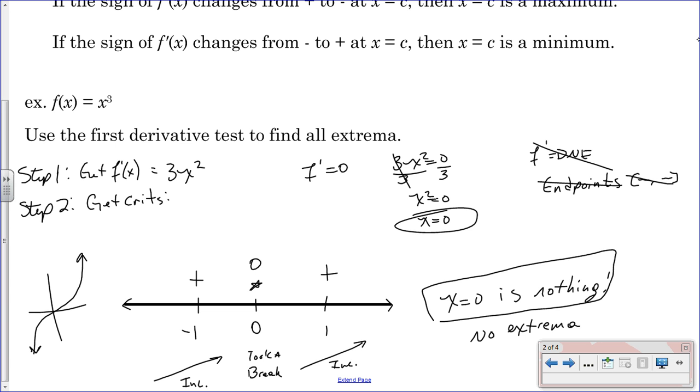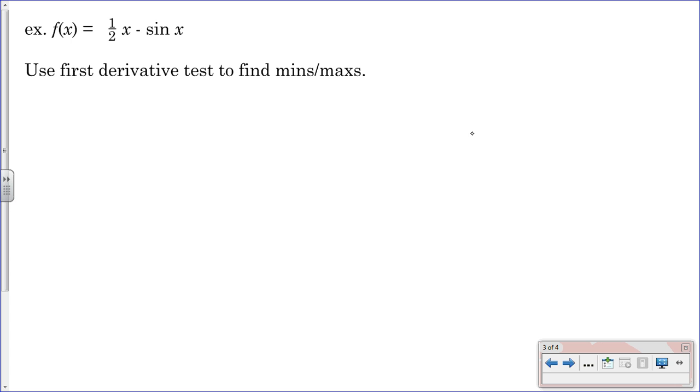All right, let's look at another example. F of x equals 1/2 x minus sine x. Use the first derivative test to find mins and maxes. So first step, we have to get f prime of x.